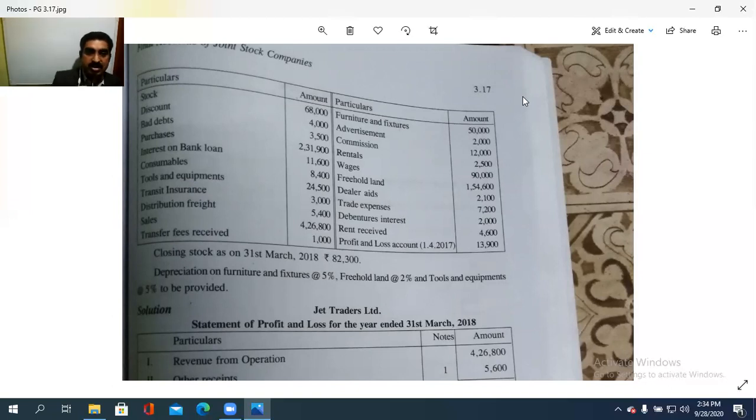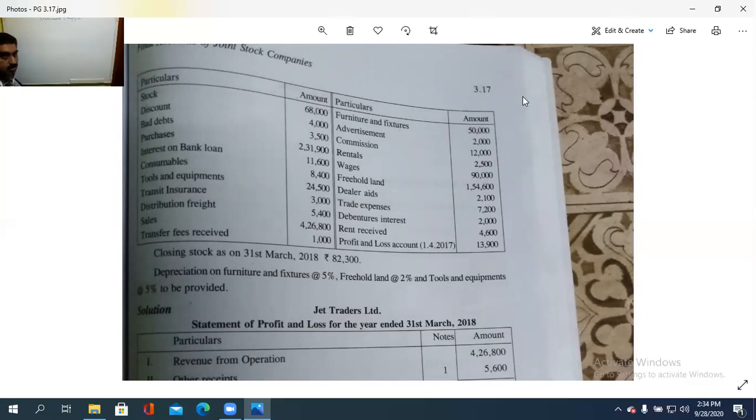Two adjustments are also there. Closing stock as on 31st March 2018 is 82,300. Depreciation on furniture and fixtures at 5%, freehold land at 2%, and tools and equipment at 5% is to be provided. So we are going to prepare the statement of profit or loss for this trader.